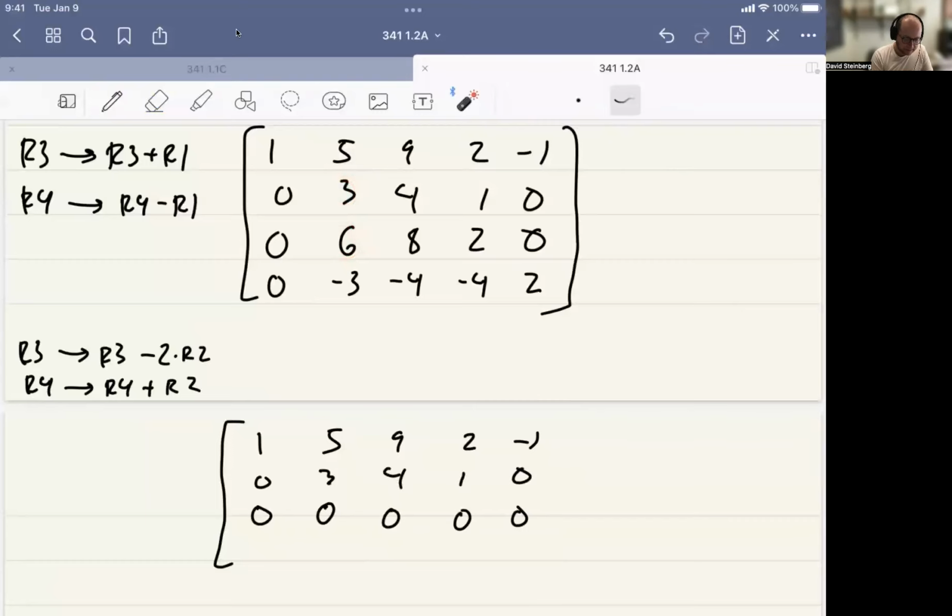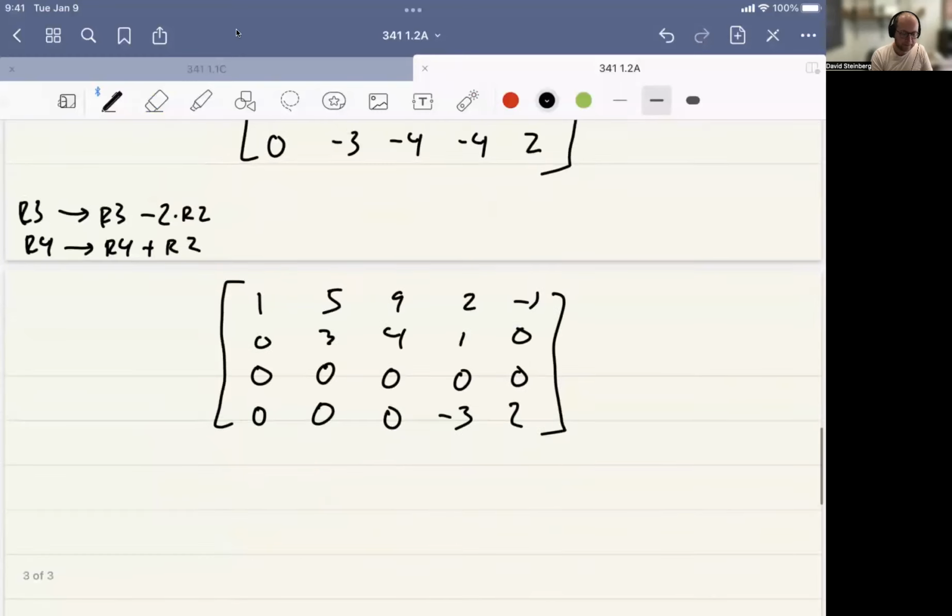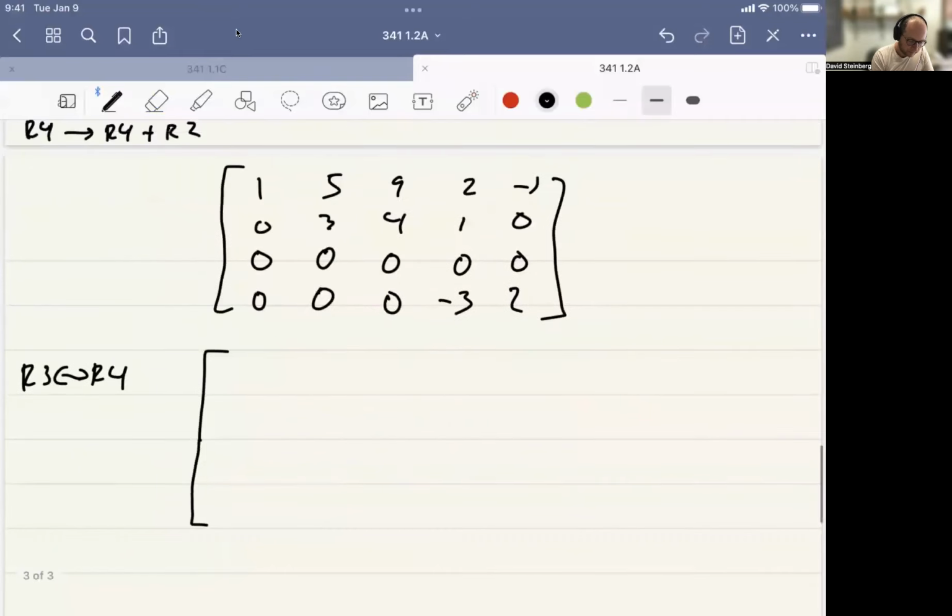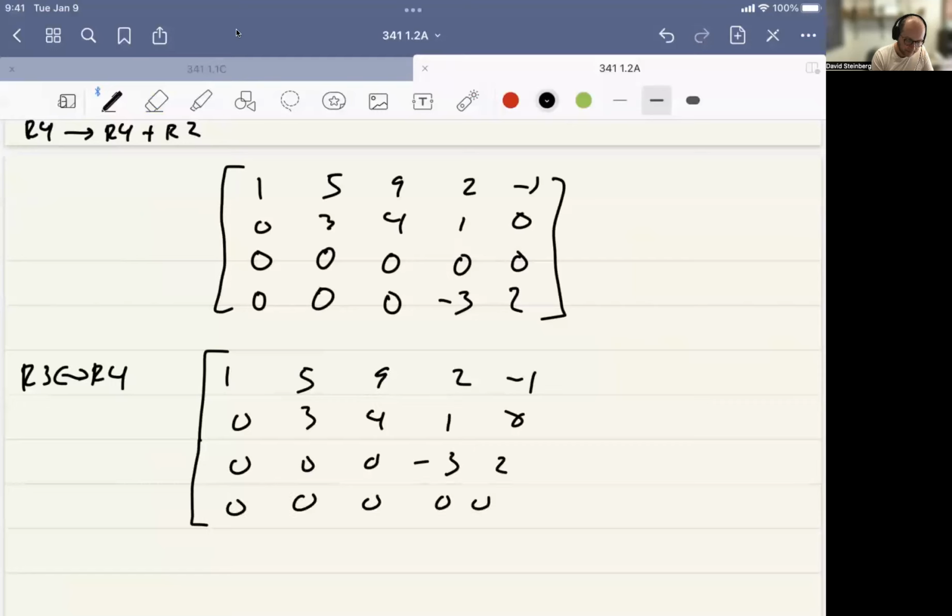Next, we want row 4 plus row 2. So 0 plus 0 is 0. -3 plus 3 is 0. -4 plus 4 is 0. -4 plus 1 is -3. And 2 plus 0 is 2. Okay, so we're almost in echelon form. The only thing we need to do is swap these two rows, and we're all set. So let's swap row 3 for row 4. 1, 5, 9, 2, -1, 0, 3, 4, 1, 0, 0, 0, 0, -3, 2, and then all zeros. Echelon form.